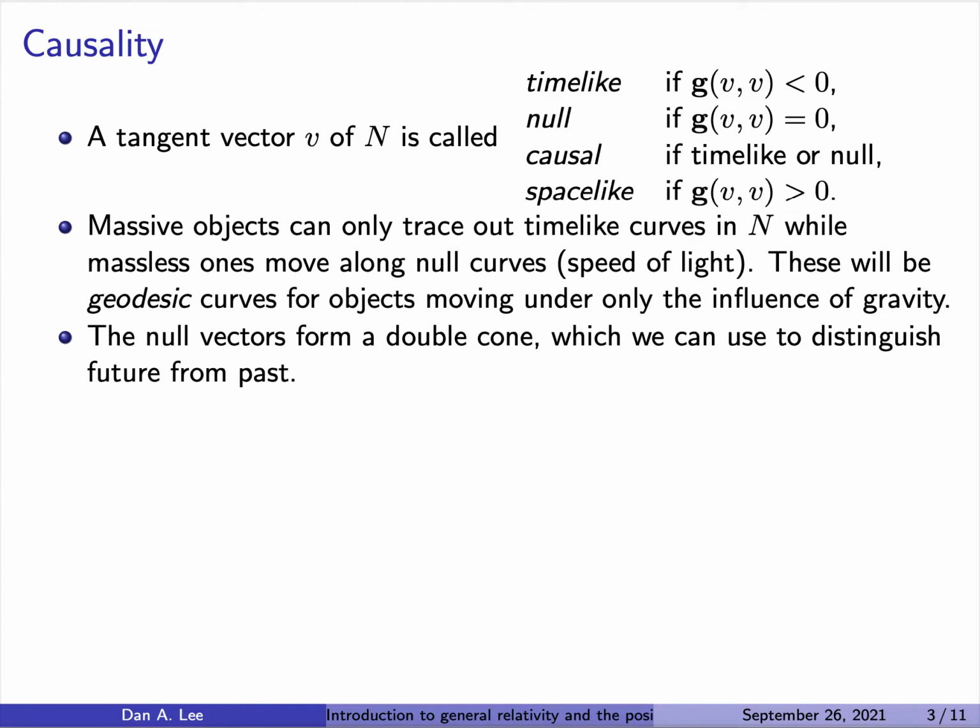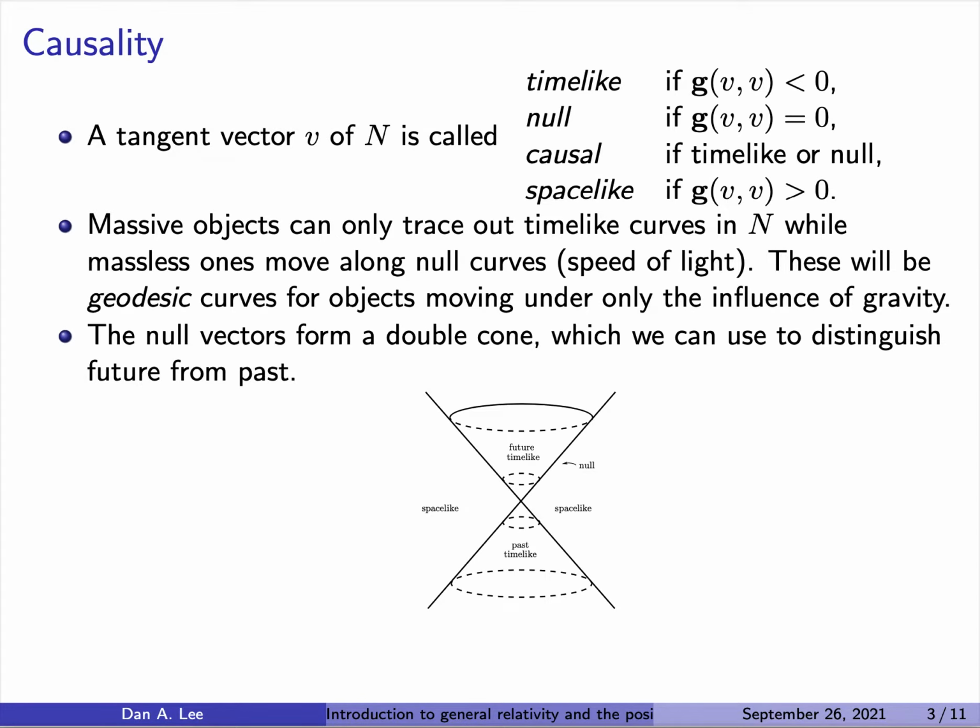So the null vectors will actually form a double cone. And that double cone, so there's vectors above it and below it, both of which are timelike. So that distinguishes the future from the past. So here's a little diagram.